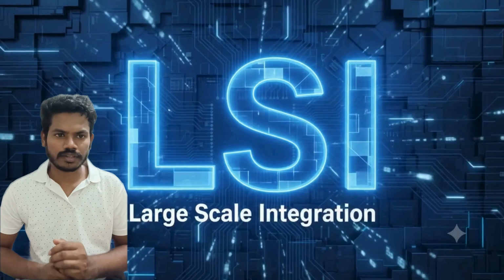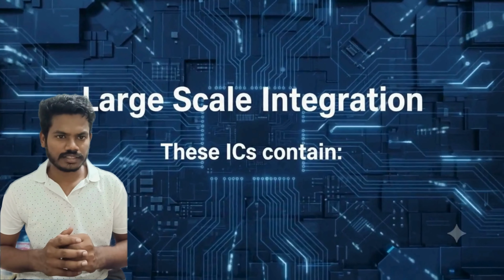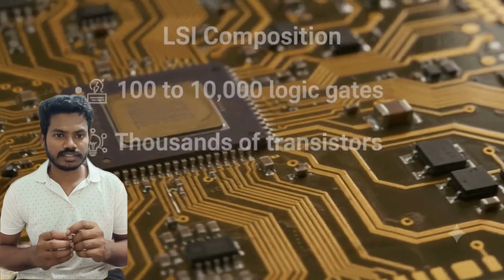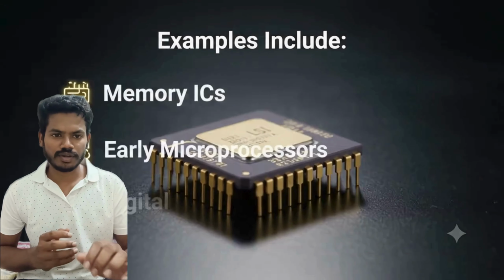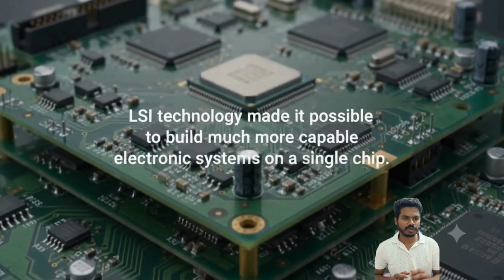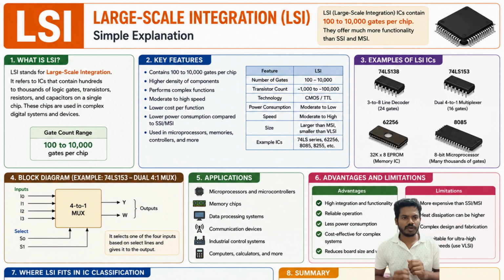LSI stands for Large Scale Integration. These ICs contain 100 to 10,000 logic gates, thousands of transistors. Examples include memory IC, early microprocessors, digital signal processing circuits. LSI technology made it possible to build much more capable electronic systems on a single chip.